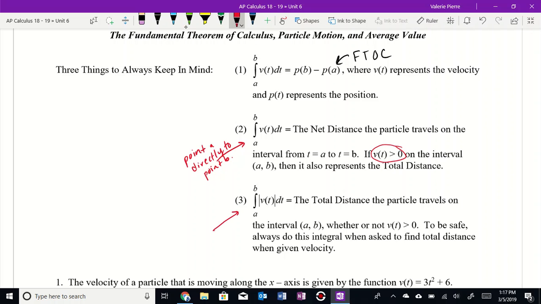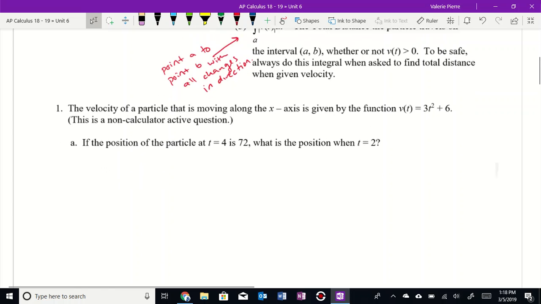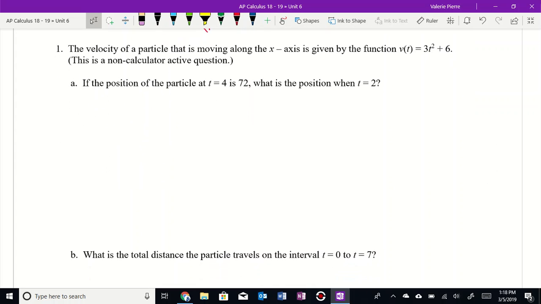Total distance means that we're calculating from point A to point B with all changes in direction, right? So the absolute value of v of t is taking into account all possible changes in direction that could apply. So we're going to do a few problems, keeping those things in mind.